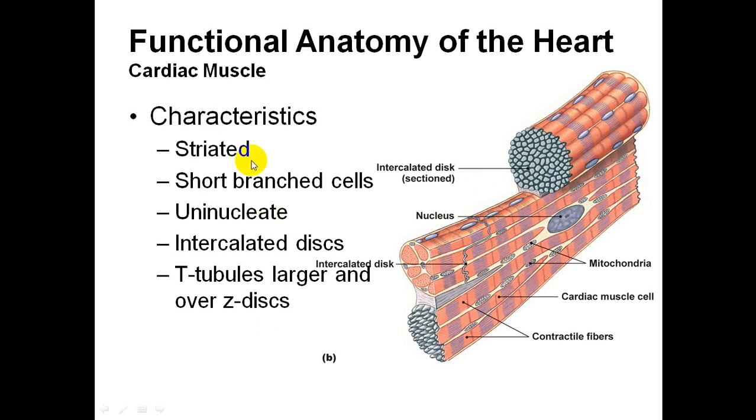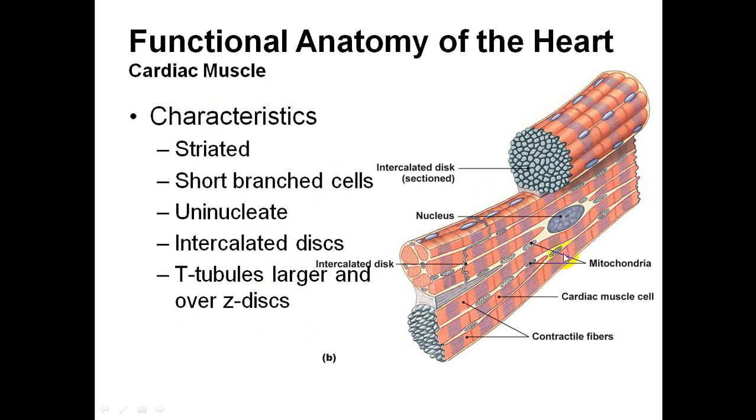The characteristics of the cardiac muscle: striated like skeletal muscle. Short, branched cells, as we see, short, divided and connected. Uninucleated, one nucleus. Intercalated disc, which is not present in the skeletal muscle. T-tubules and the disc. We will see what I mean by that disc.